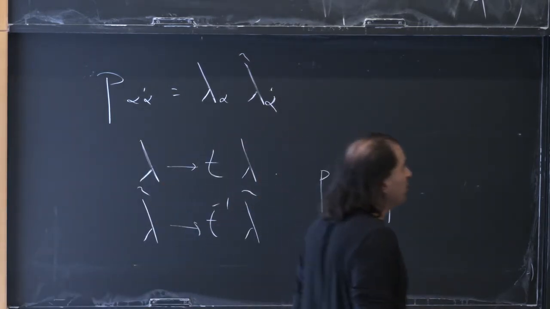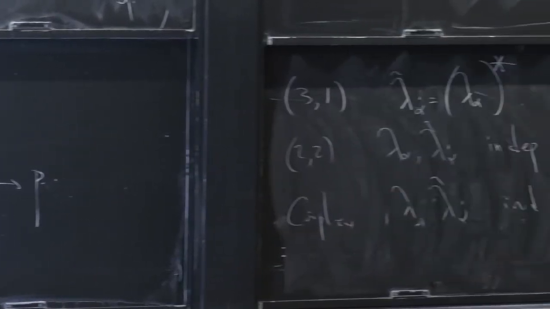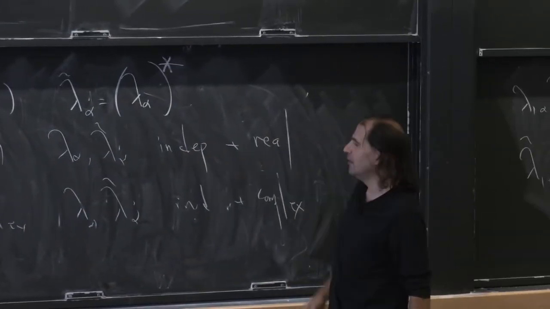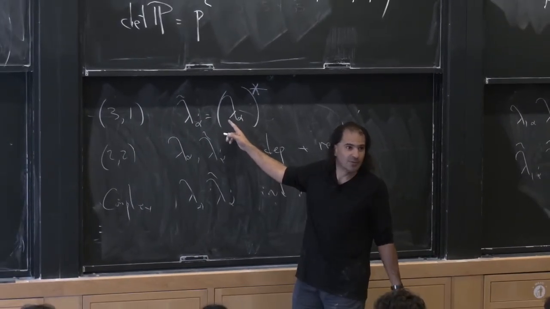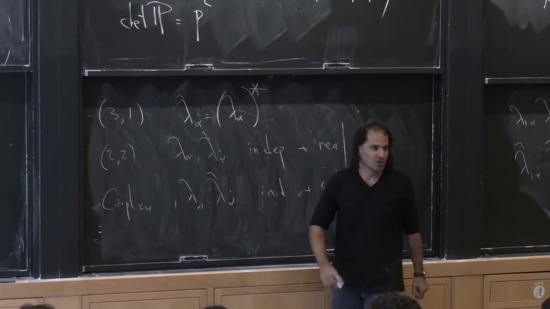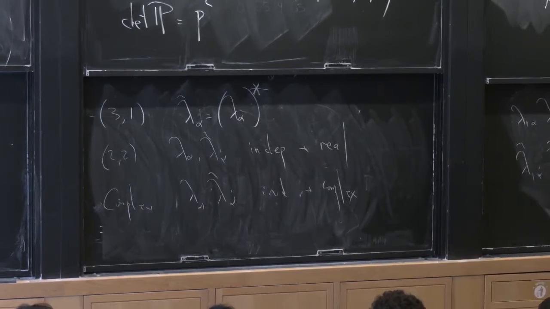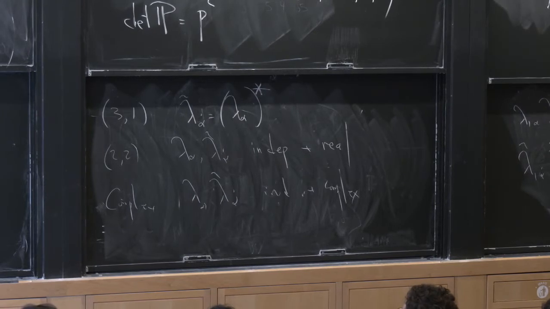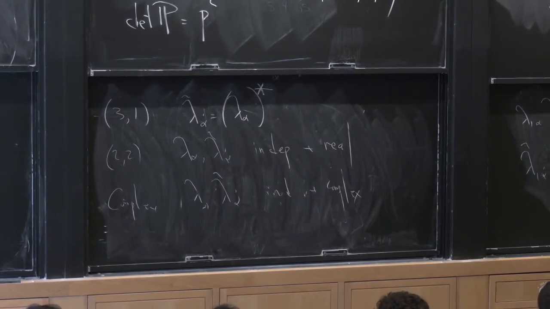For example, if I'm in 3-1 signature, in general complex, t can be anything. In 2-2 signature, t is real. In 3-1 signature, t would have to be what? A phase, right? In order for lambda tilde to be the complex conjugate of lambda. So I can rephase lambda and lambda tilde, or rescale oppositely lambda and lambda tilde, and leave p invariant. Boo-hoo! But this is actually not a problem.